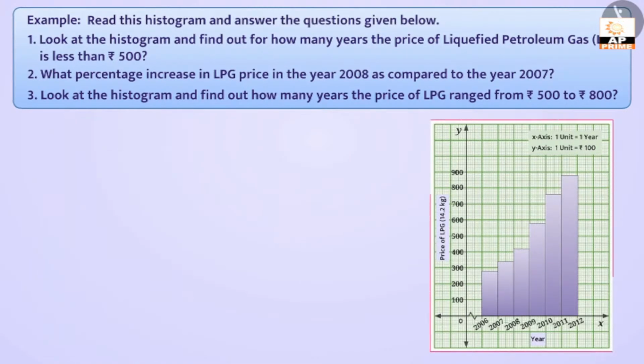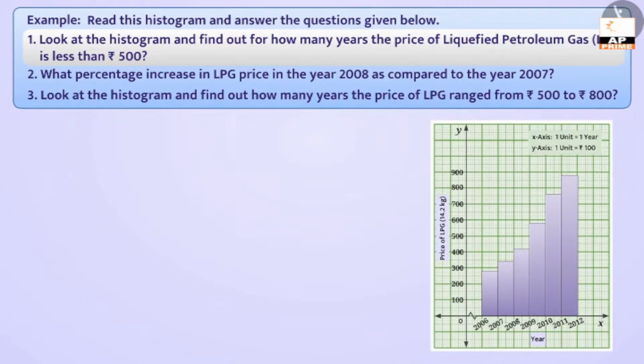The histogram shown here shows the change in the price of LPG over different years, in which the x-axis represents years and the y-axis represents the price of LPG per 14.2 kg. Here, the width of each class interval is the same, that is 1 year, and the scale of the y-axis is 1 unit equal to 100 rupees. Look at the histogram and find out for how many years the price of liquefied petroleum gas, that is LPG, is less than 500 rupees.